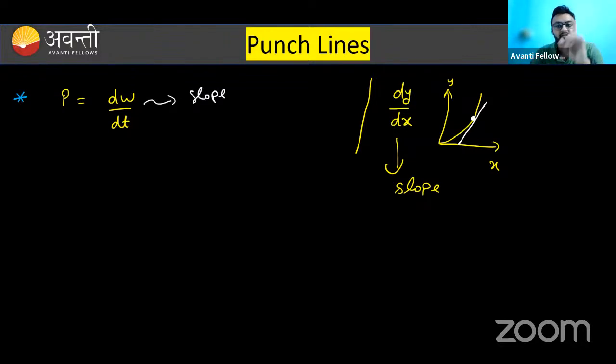Again, this is a basic thing. This is not chapter-related, this is basic fundamental physics. You don't need to remember it specially in work, energy, power. dW over dt is what? Slope of the work-time graph.